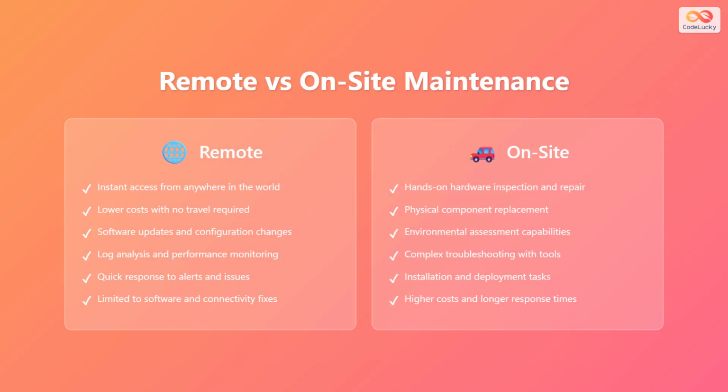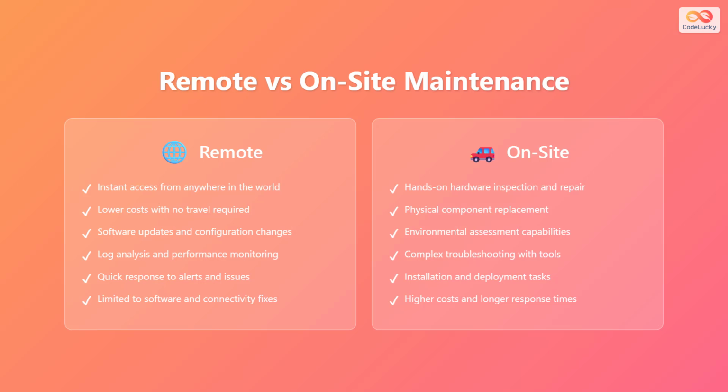Understanding when to use remote versus on-site maintenance optimizes efficiency. Remote maintenance offers instant access from anywhere in the world, with lower costs since no travel is required. It is ideal for software updates, configuration changes, log analysis, and performance monitoring. Remote access enables quick response to alerts and issues. However, it is limited to software and connectivity fixes.